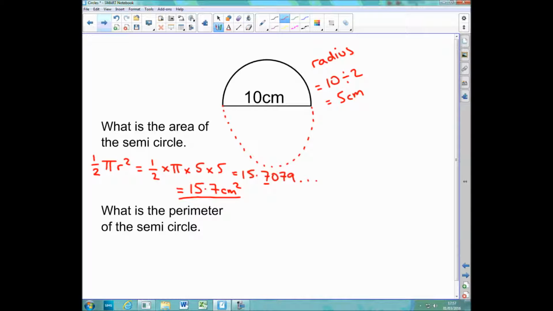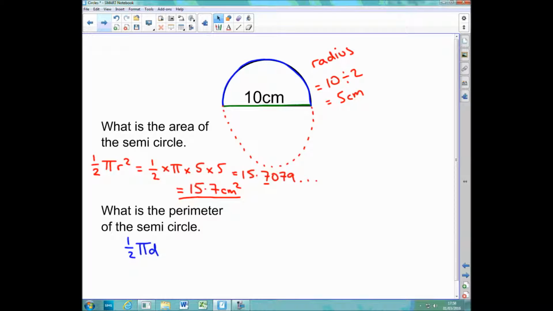So the second question wants us to work out the perimeter of the semicircle. Now, if you notice, the semicircle is made up of 2 parts. It's made up of half of the circumference, and this straight line diameter. So what we're going to work out first is half of the circumference, and remember we've got those 2 formulas to use, so it doesn't matter which one you do, but I'm going to use pi d, pi times the diameter, because that was what was given in the question to begin with. But remember I've got to half this amount because I've only got half of the circumference.